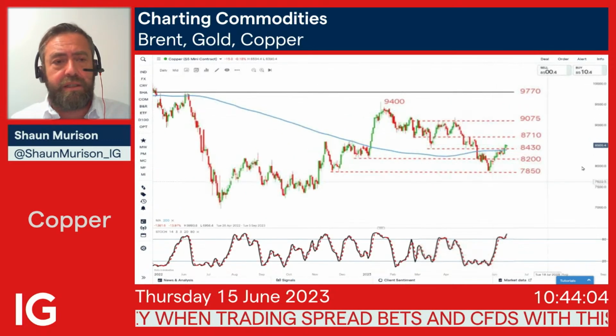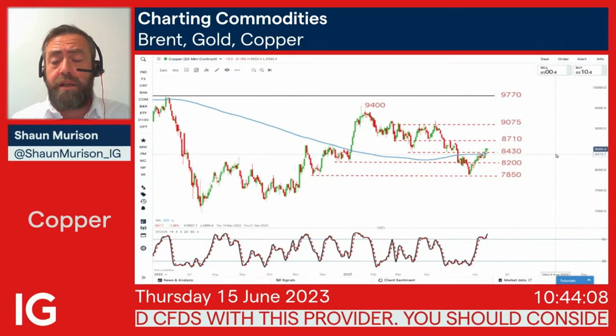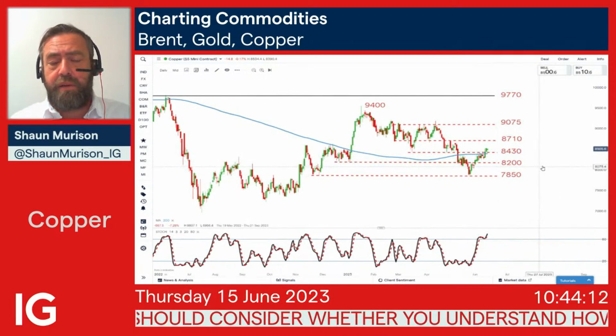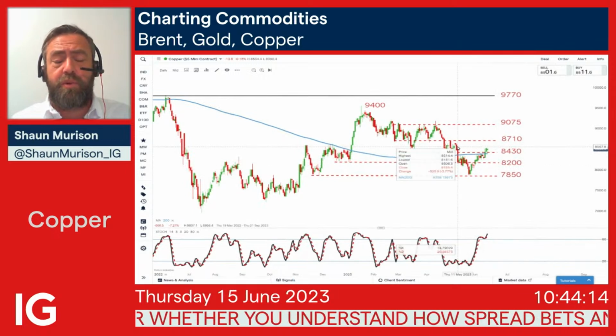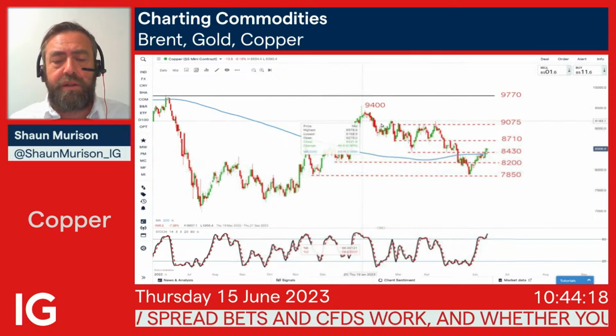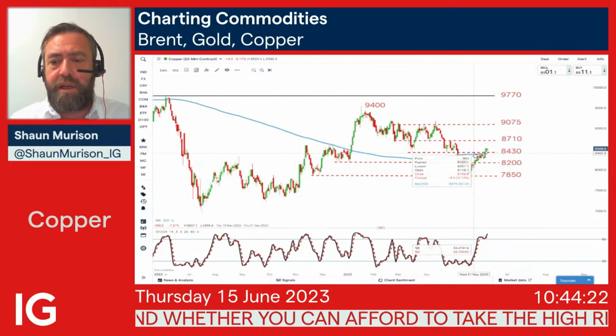All right, last but not least, looking at copper. Copper is considered to be a leading indicator of economic health, and we are rebounding at this point in time. Again, we have that situation where the price is whipsawing back and forth through that 200-day simple moving average, and that move up and down through it suggests that copper is actually moving sideways at this point in time.